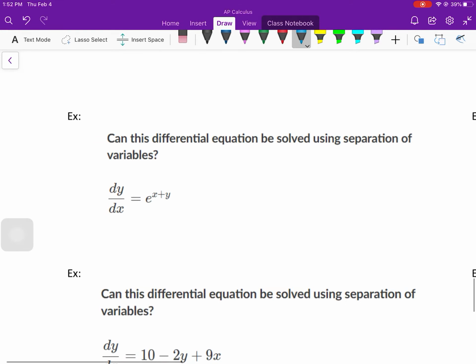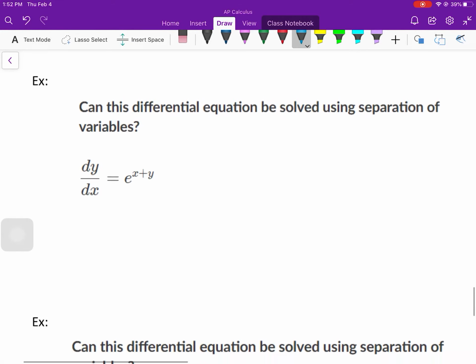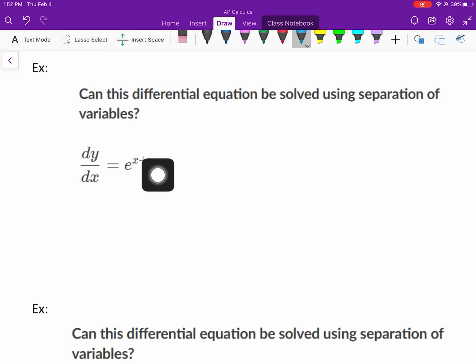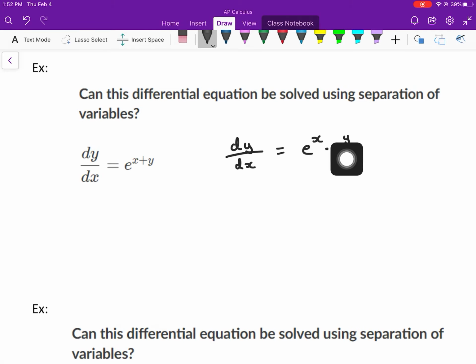What about this one? It doesn't look like it up front. But remember earlier we were talking about if you have two exponents being added, can't we separate this out? So this is currently dy dx. I can rewrite this as e to the x times e to the y, because as long as we're multiplying these two together, we're adding the exponents. So this is definitely something we can do. Now we have that multiplicative relationship where we can divide that e to the y to the other side. So that would become 1 over e to the y dy equals e to the x.